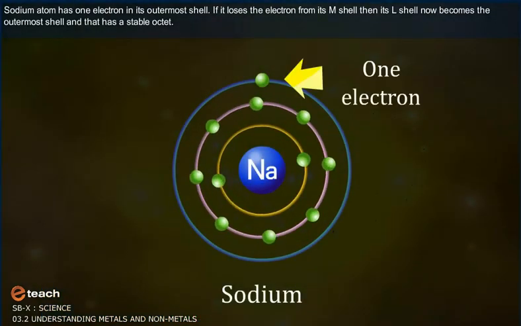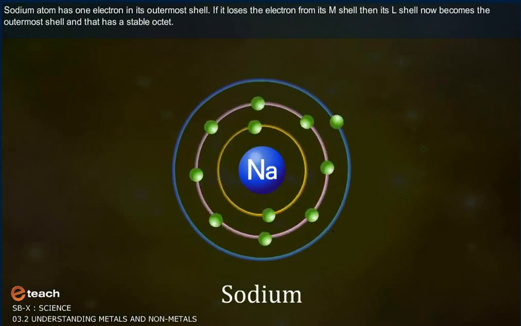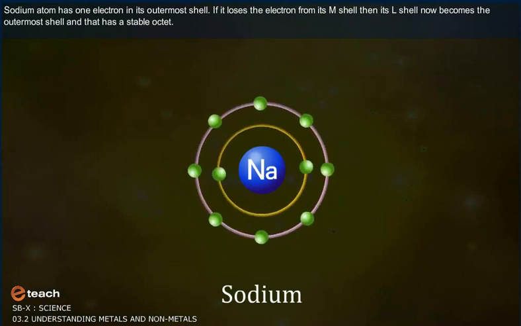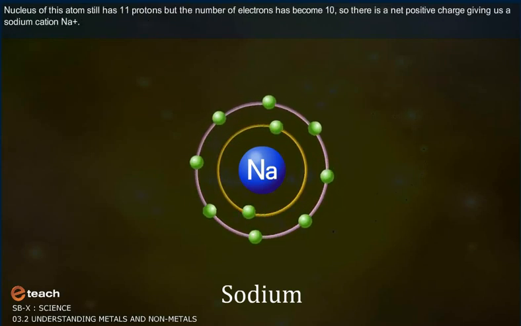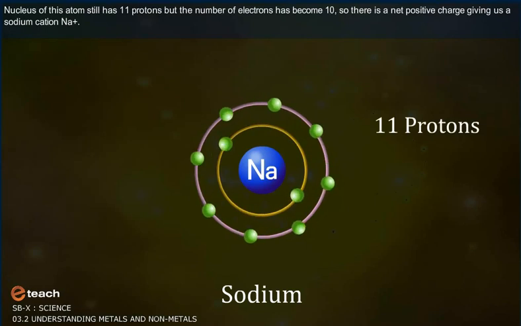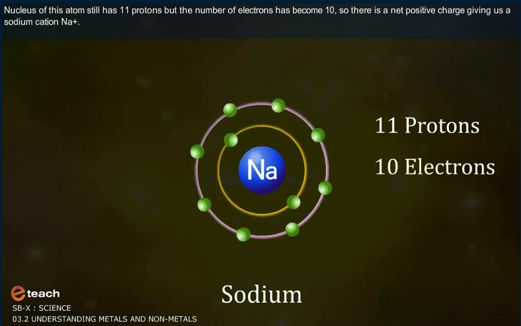Sodium atom has one electron in its outermost shell. If it loses the electron from its M shell, then its L shell now becomes the outermost shell, and that has a stable octet. The nucleus of this atom still has 11 protons, but the number of electrons has become 10. So, there is a net positive charge, giving us a sodium cation, Na+.